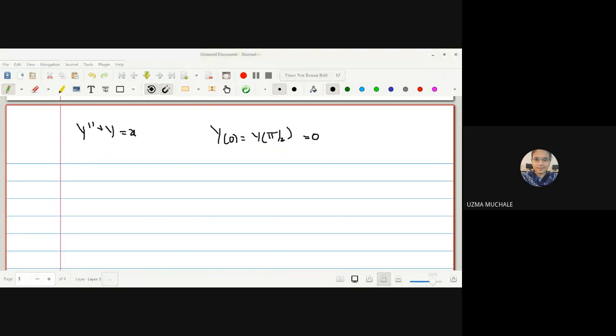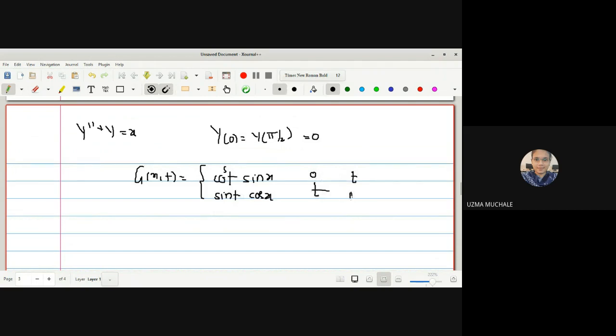Now I will not construct the Green's function since it is easy. We have solved many examples constructing the Green's function. So I will leave this work for you. I will simply write directly what the Green's function is: g of x, t is equal to cos t sin x in the interval 0 to t, and sin t cos x in the interval t to pi by 2.